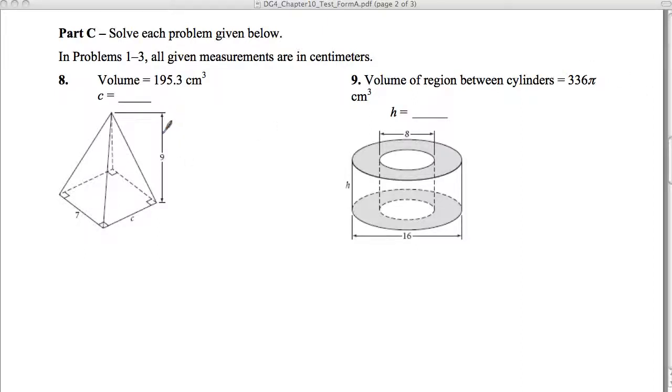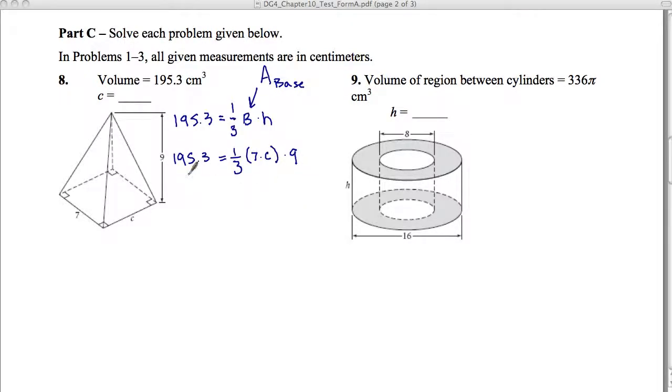All right, on 8, I'm going to go ahead and start with an equation here. I'm going to start with 195.3, which is the volume, is equal to our volume equation for this pyramid. 1/3 area of the base times the height. Remember that big B is area of the base. So let's go ahead and substitute in what we have. 195.3 is equal to 1/3. The area of the base, I'm going to break this up into 7 times C, and then times the height, which is 9.